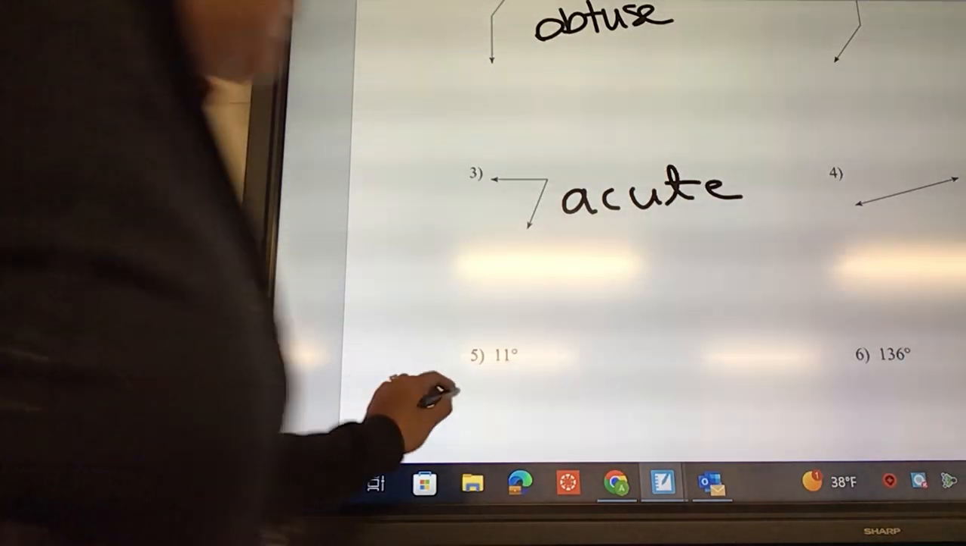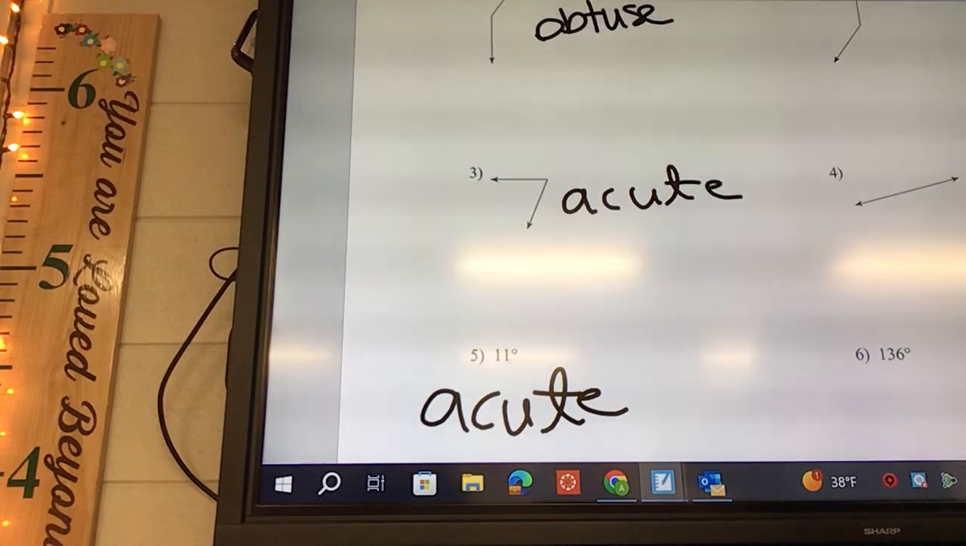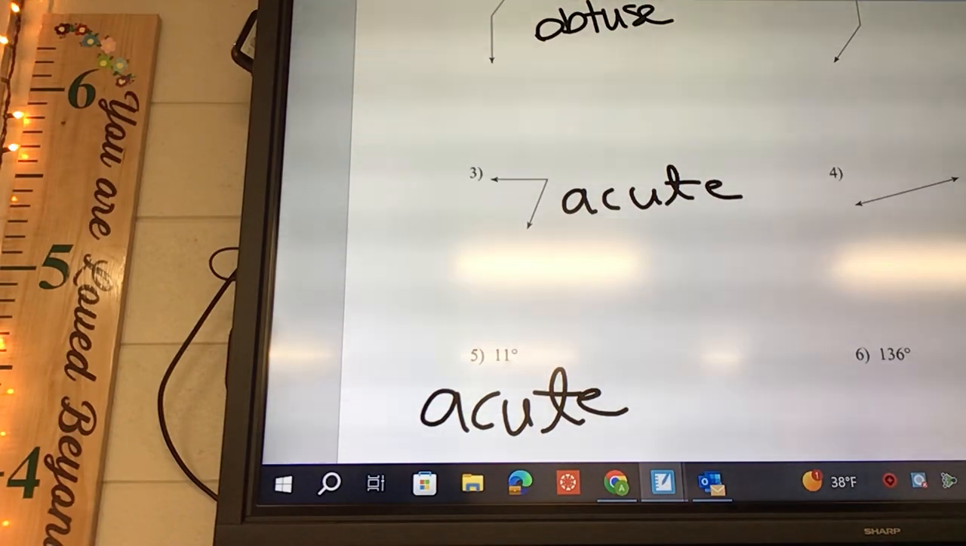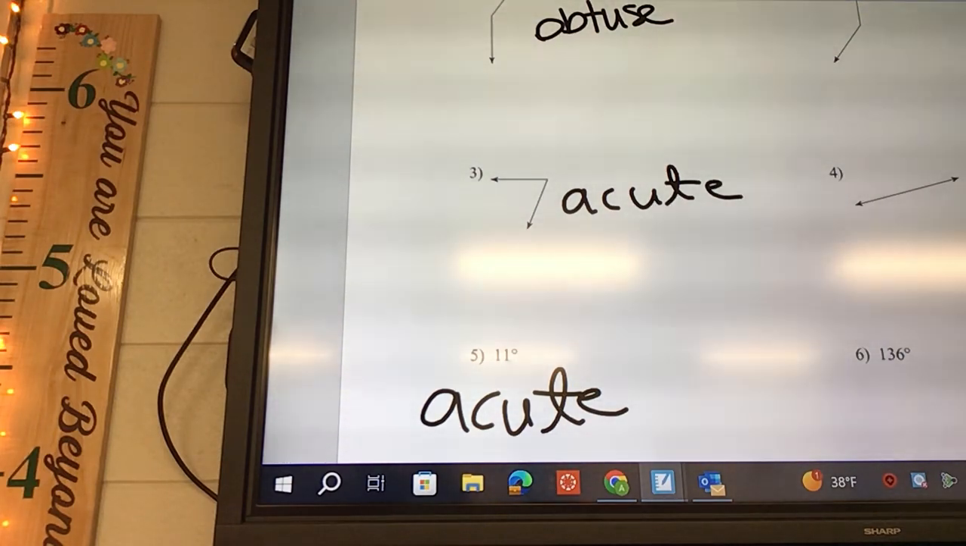Just to know, if you need to write yourself a note on your paper, a lot of you guys got it wrong the other day. I put one at 90. What is 90? Right. 90 is a right, and 180 is straight. A lot of you guys put obtuse for 180. It is not obtuse. 180 is straight. So if you need to write yourself a note, do it now. Hopefully it's on your review 1, which I will give back to you tomorrow.